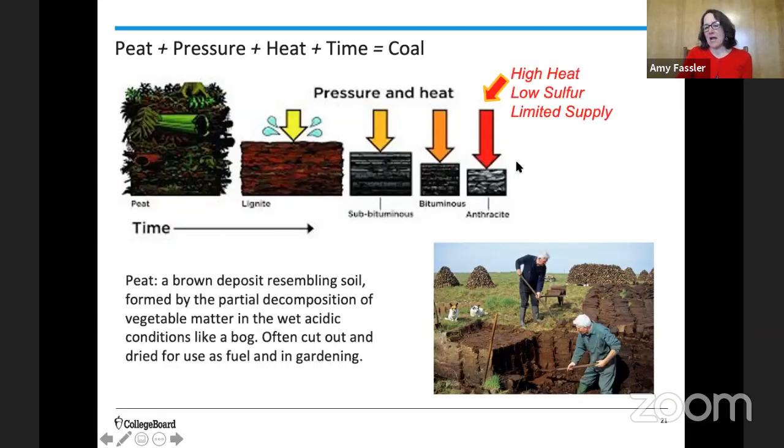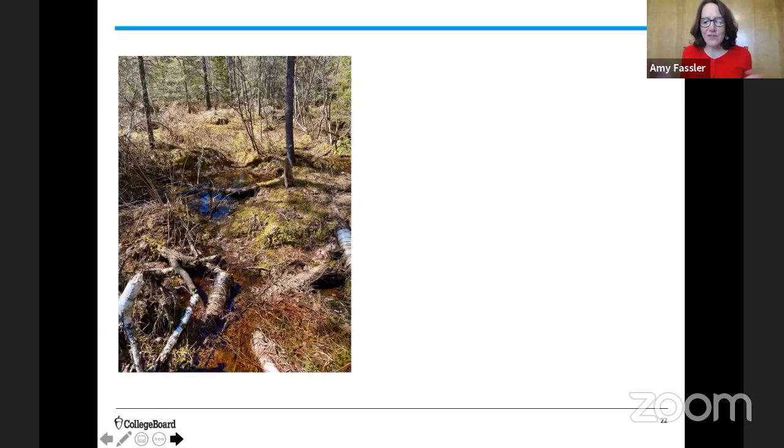Remember that this anthracite is the most desirable form of coal. Back to that idea that all these fossil fuels formed under conditions of time and heat and pressure, but what form of coal I have depends on those geologic conditions. It's the most desirable because it has the highest heat content, lowest sulfur content. Remember, coal's got a lot of sulfur impurities that could lead to the formation of acid rain, but it's also in limited supply.